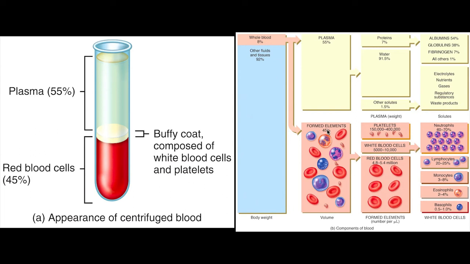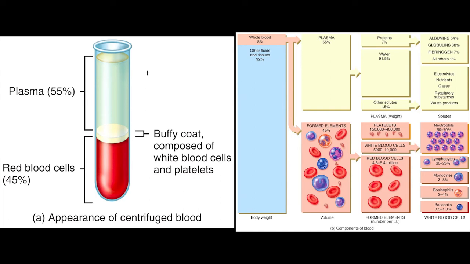So if you take a look at the left-hand side of your screen, this is an image that results once blood is undergoing a process that we call centrifugation. Essentially, a sample of blood is placed into a test tube. That test tube is then placed into a machine called a centrifuge. The centrifuge essentially spins around very fast, somewhat like a merry-go-round.